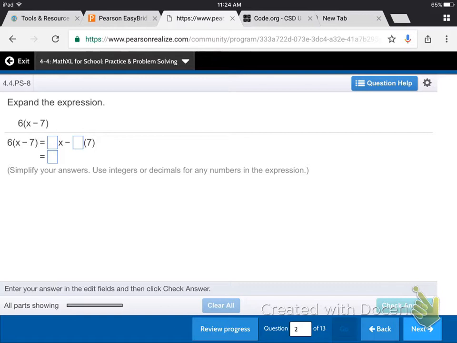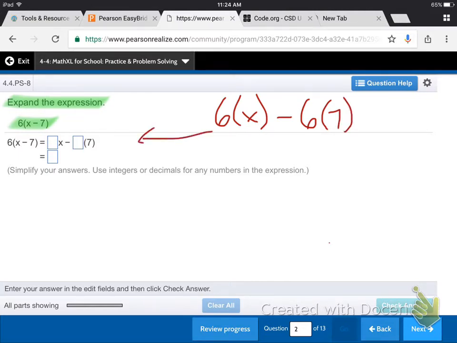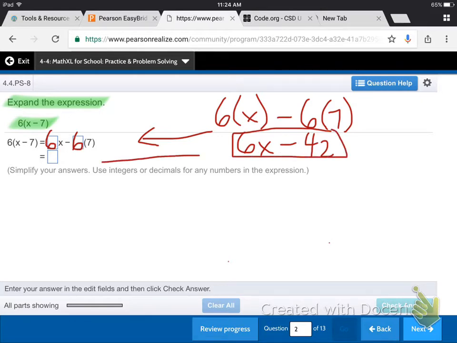So we are expanding the expression 6 times the quantity x minus 7. So that means if we were going to write it out, we would take the 6 and multiply by the x, and then we would subtract, and then we would take the 6 and multiply it by the 7. So you can see they set us up over here with some blanks, so let's just fill in what we know. We're going to put the 6 there, and we're going to put the 6 there, right? Because we're multiplying it by the x and the 7. And that equals 6x minus 6 times 7 is 42. So this answer goes right there.